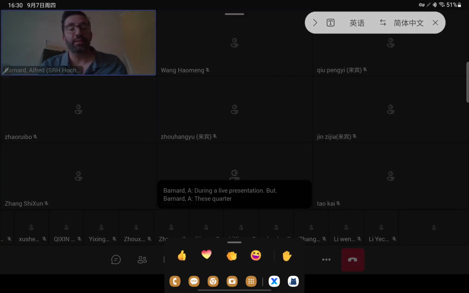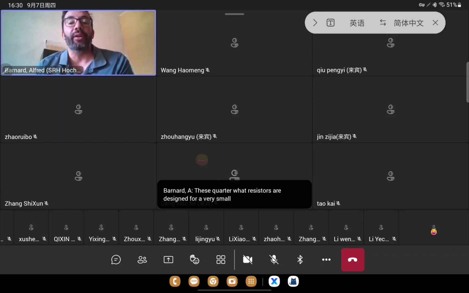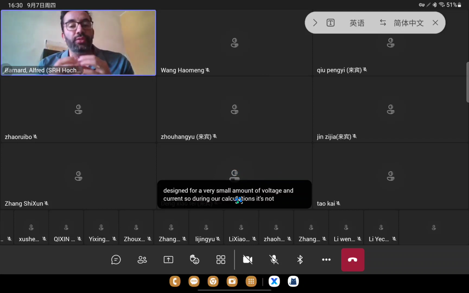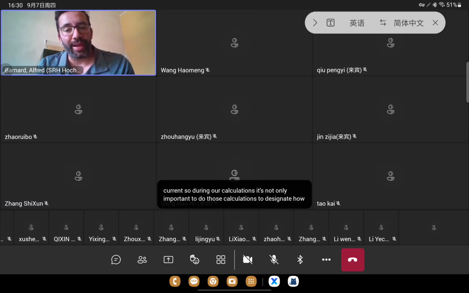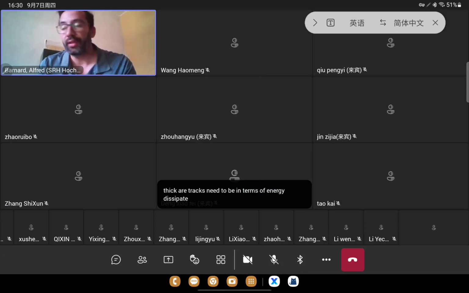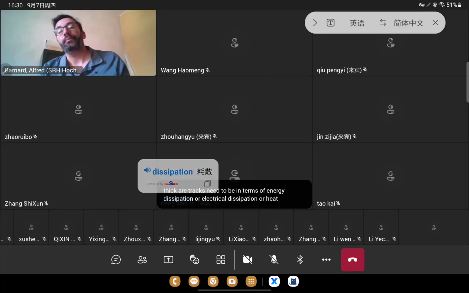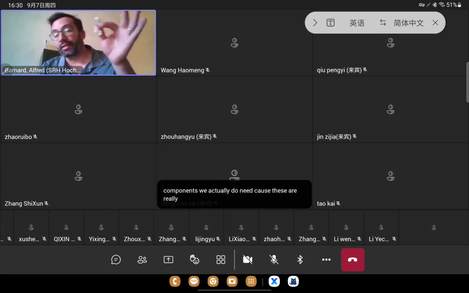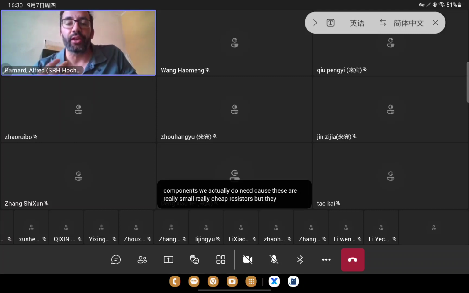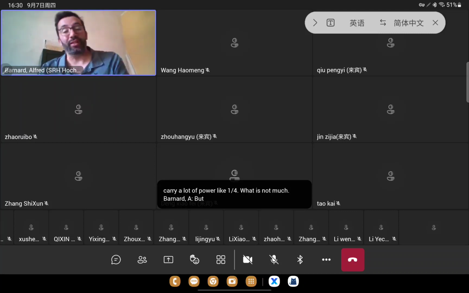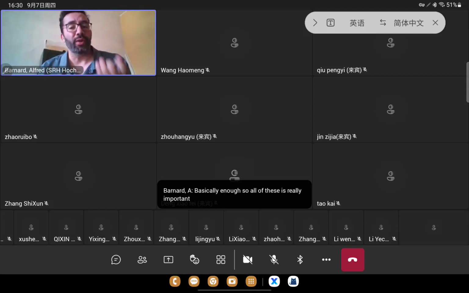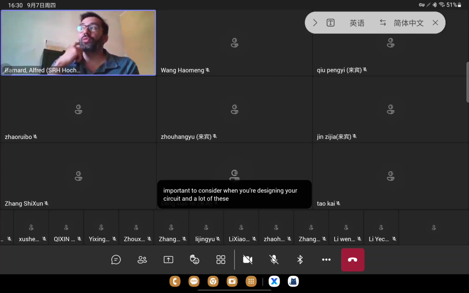these 1/4 watt resistors are designed for a very small amount of voltage and current. So during our calculations, it's not only important to designate how thick our tracks need to be in terms of energy dissipation or heat dissipation, but it's also important in terms of what components we actually need, because these are really small, really cheap resistors, but they cannot carry a lot of power. A 1/4 watt is not much. But for a lot of applications, they are basically enough. So all of this is really important to consider when you're designing your circuit. And we'll talk about this as well.